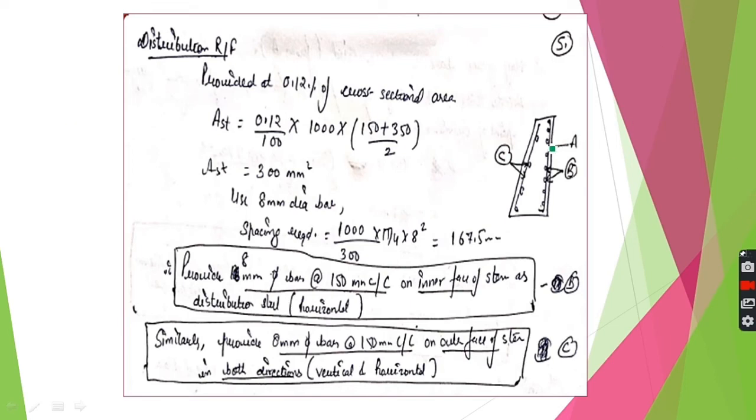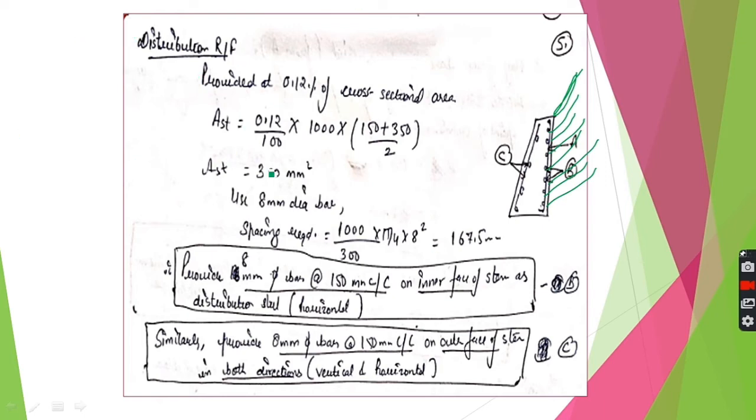The distribution reinforcement is the horizontal bars which are provided across the height of your stem to support these vertical reinforcement. And how are these calculated? This is the minimum amount of reinforcement, which is 0.12% of cross sectional area. The cross sectional area of stem will be B into D, where B is the width 1000, as we will be taking 1 meter length in this direction, and D will be the depth of stem.